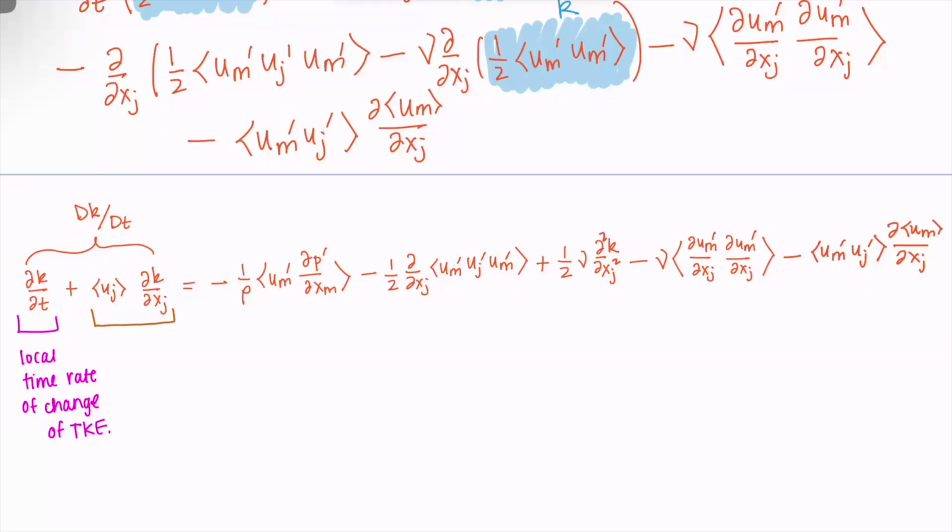Okay, our second term here, this is our advection of TKE. So you can think of this as the TKE being carried along with the flow, the mean flow. Our next term is our diffusion of TKE due to pressure. So sometimes this is called pressure diffusion.